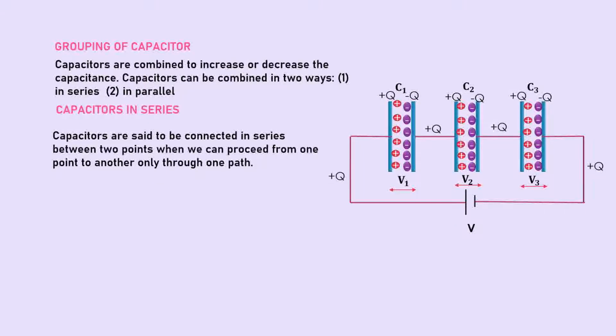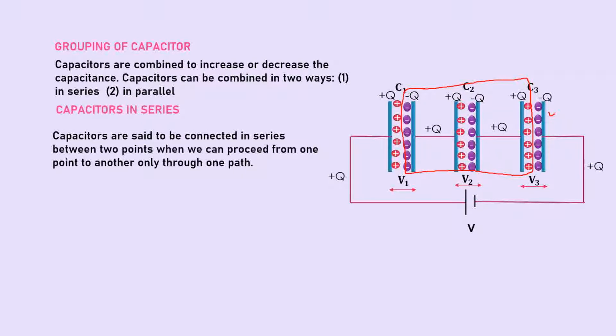Now, when these capacitors are connected to a battery, the first plate of capacitor C1 will acquire positive charge, and the second plate of capacitor C3 will acquire negative charge. And the net charge on the rest of the plates will be equal to 0 because they are not connected directly to the battery.